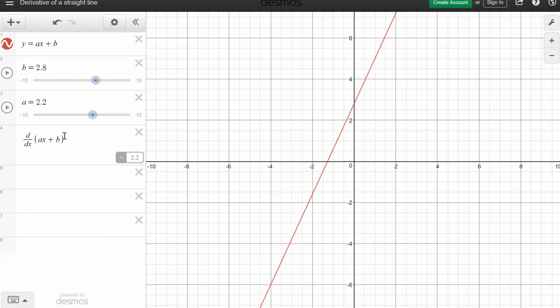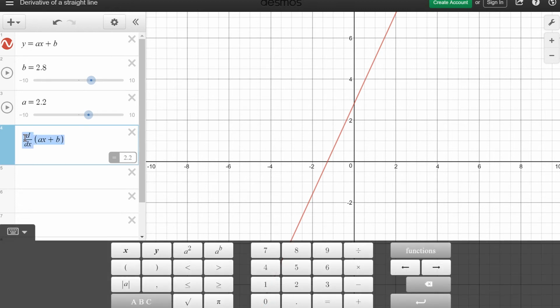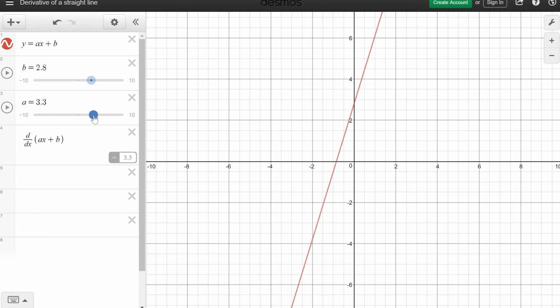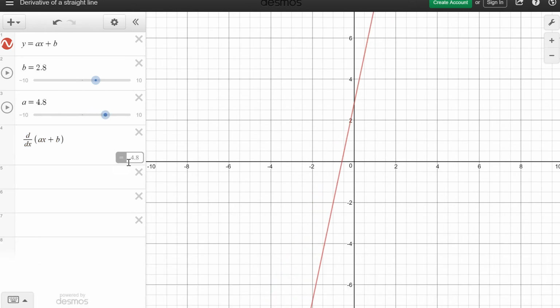But you'll just notice underneath here that I've got d by dx of ax plus b. And what that's giving me is the derivative of my function. And hopefully you notice that as I change the gradient, my derivative changes as well. And in fact, my derivative is precisely equal to my gradient. And that actually makes sense because the derivative of a function is the gradient of that function. So that's what's happening for a straight line.